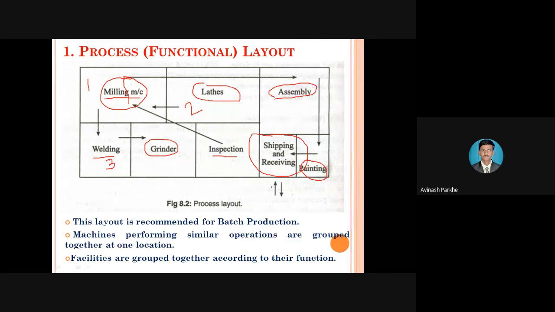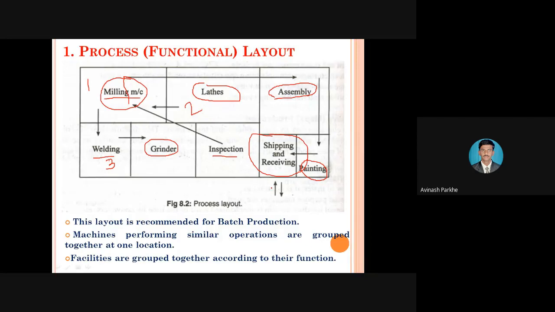Means all the 100 products, or 50 products, we take to their respective compartments, and all the milling operations will be performed on all the 100 products. Once all the milling operations are over, I will take that lot to the lathe machine. Again, I will perform the operations using the lathe machine. Then I will take that lot to welding. Then to grinding. Then I will go for painting, and at the end, your final product is ready. So if such types of layouts we are implementing, then that layout is called a process layout, or a functional layout.